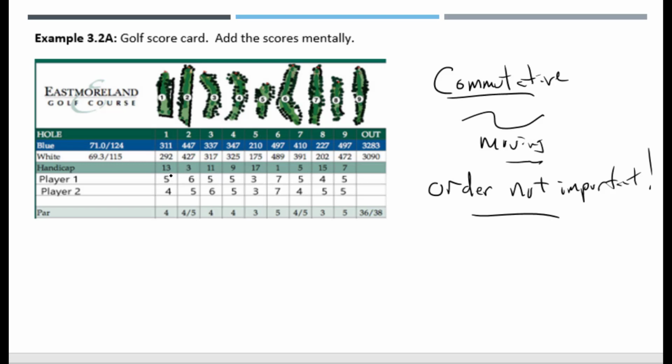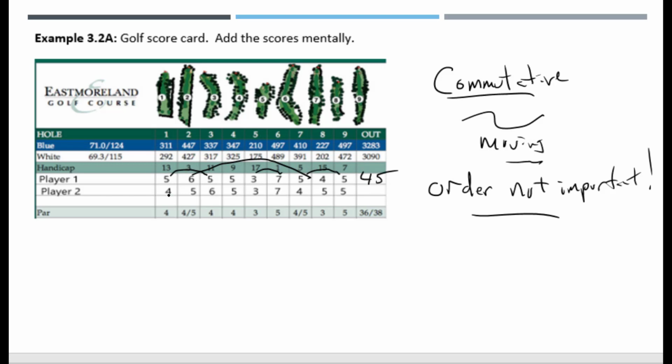So I'm going to go 5 plus 5, there's 10. 7 plus 3, there's another 10. 5 plus 5, there's another 10. 6 plus 4, there's another 10. And 5 is the last one. So it's 10, 20, 30, 45.